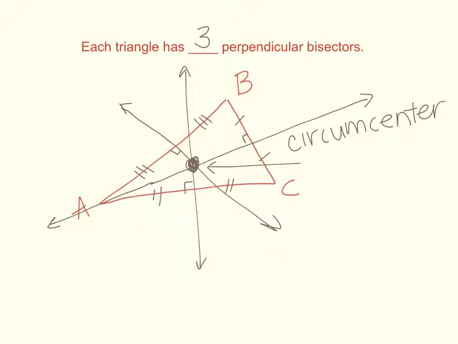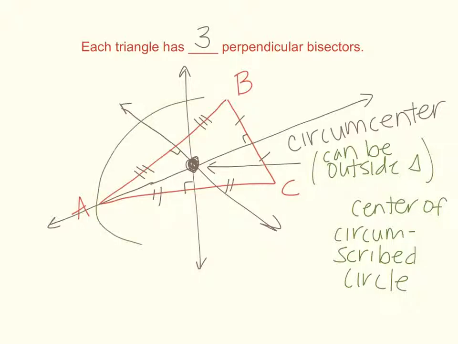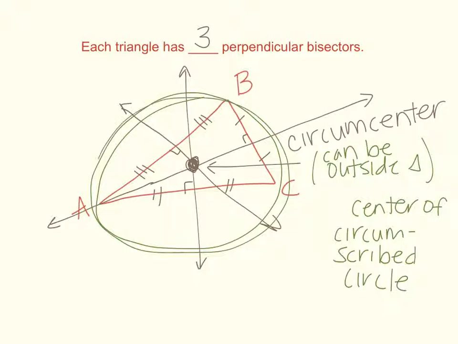So it's called the circumcenter. This can be outside the triangle, okay? So this is the center of the circumscribed circle. So that means I could draw a circle on the outside, and this guy would be the center of that circle, okay?